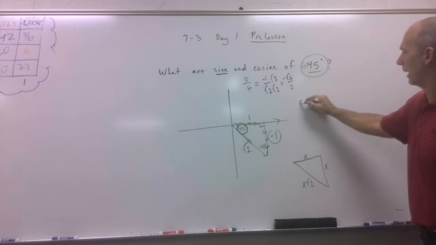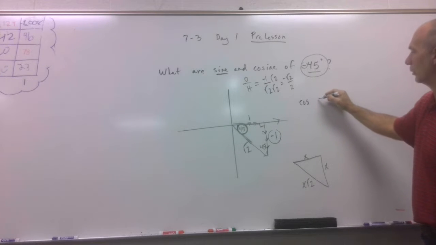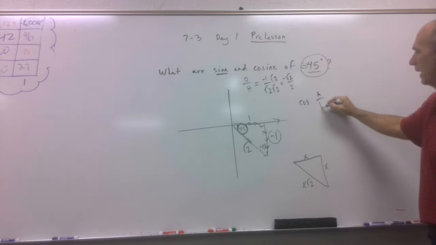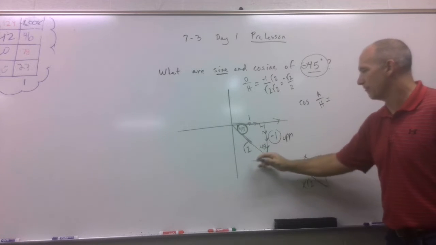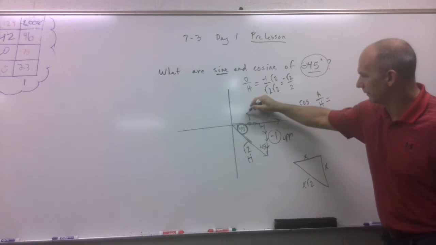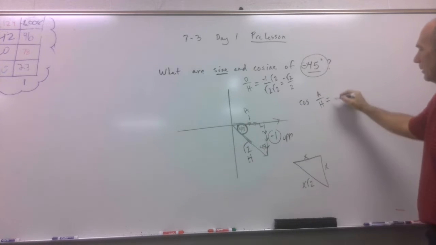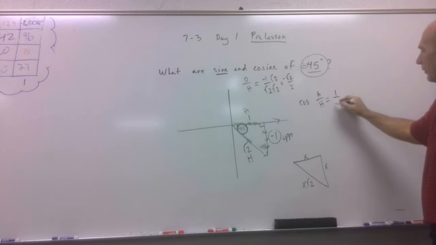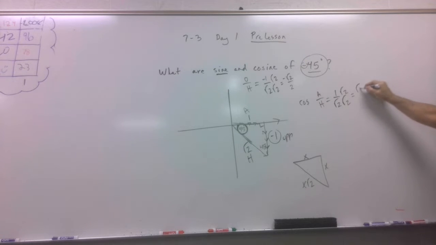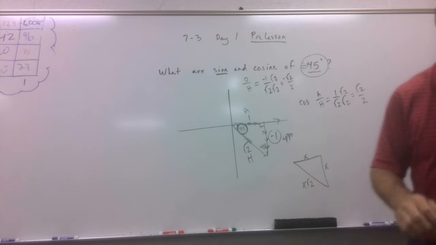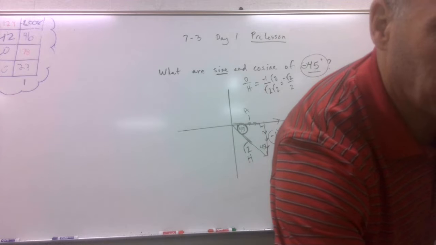Now what is cosine? Cosine would be adjacent over hypotenuse. And remember, this is my opposite, this is my hypotenuse, making this my adjacent side. So I take the 1, put it over the hypotenuse, and now I'm going to get rid of the square root in the denominator. And there's your first example. I think I have 2 more.